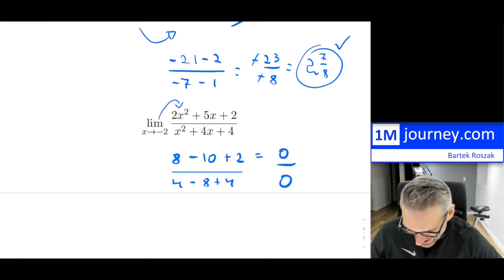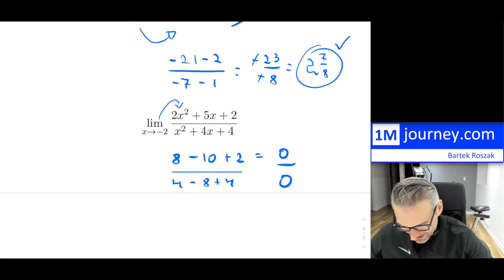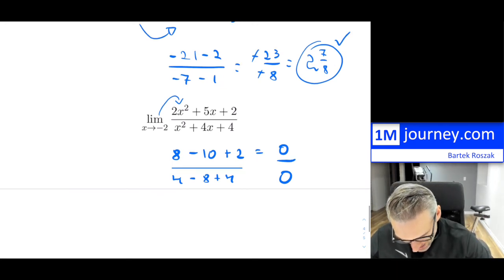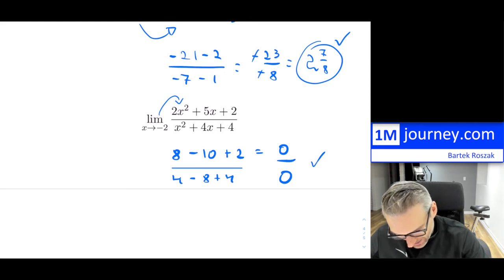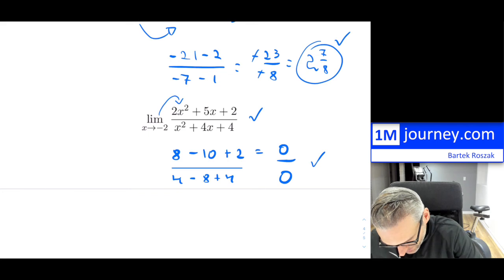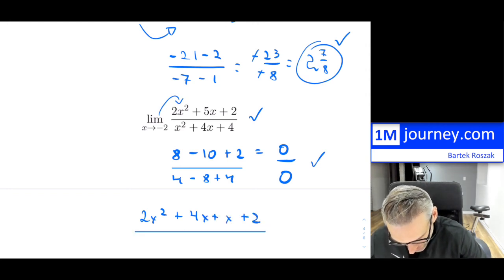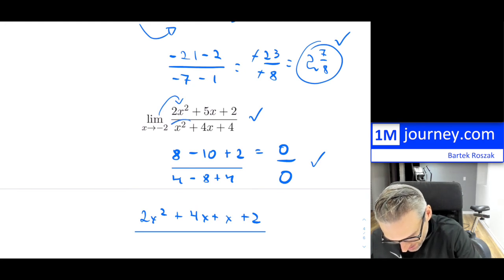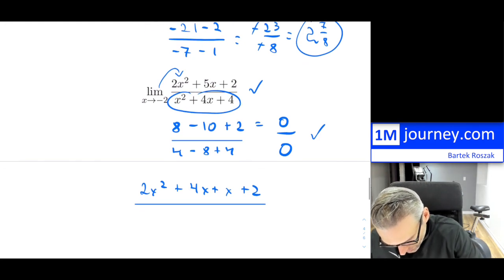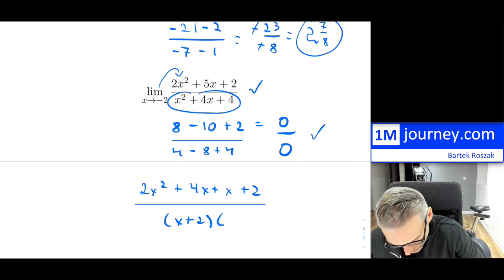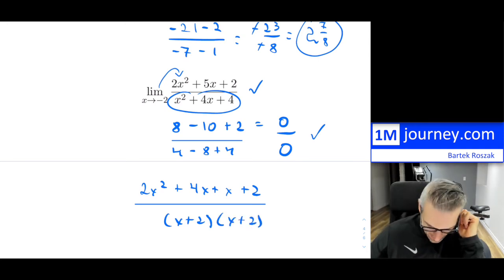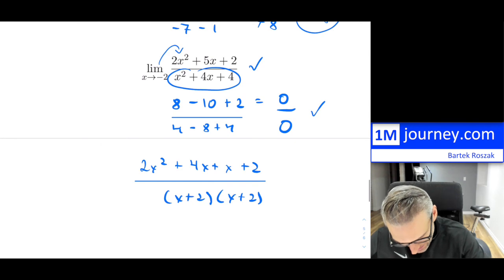Okay, so this is definitely a tough one. So what do we have here? We have another indeterminate. Again, it's quadratic, so this one shouldn't be that bad. If I break this one down, 2x squared plus 4x plus x plus 2, and then in the denominator, this one's not bad. Here, this one is just x plus 2 squared. I can see that right off the bat. Okay, so that's not bad.